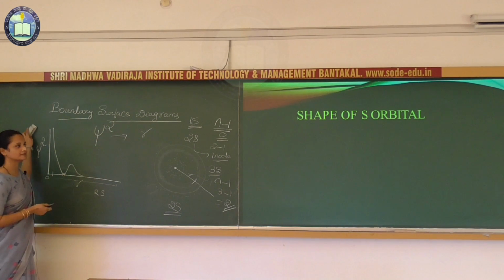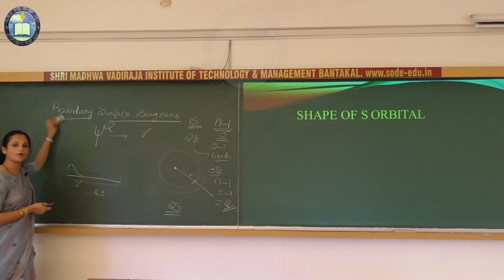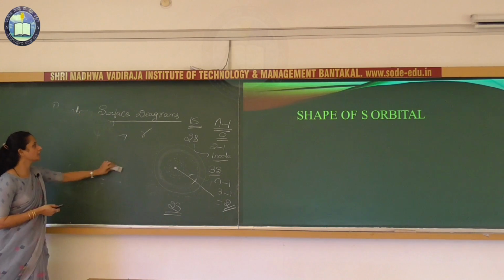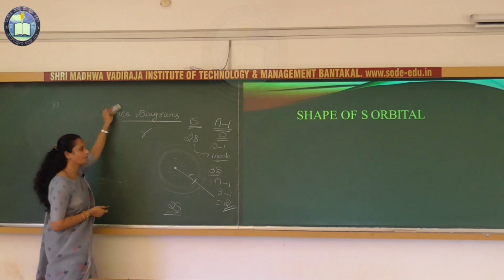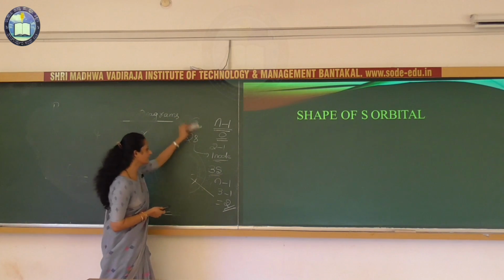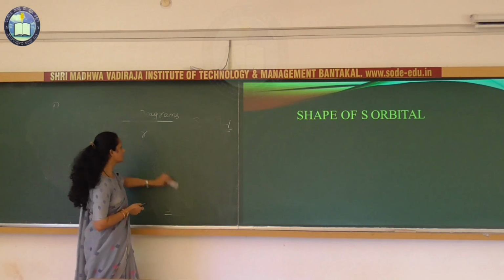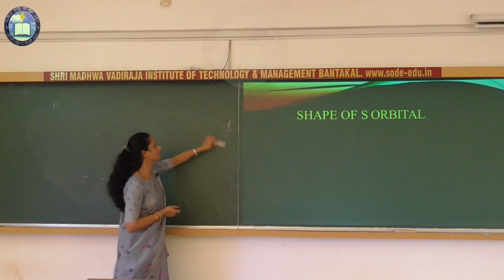Now we will discuss the shape of orbitals, the shape of s, p, d orbitals. We are not going to discuss the shape of f orbitals, because I have already explained that f orbitals have complex shapes, so we are not studying them at this level.